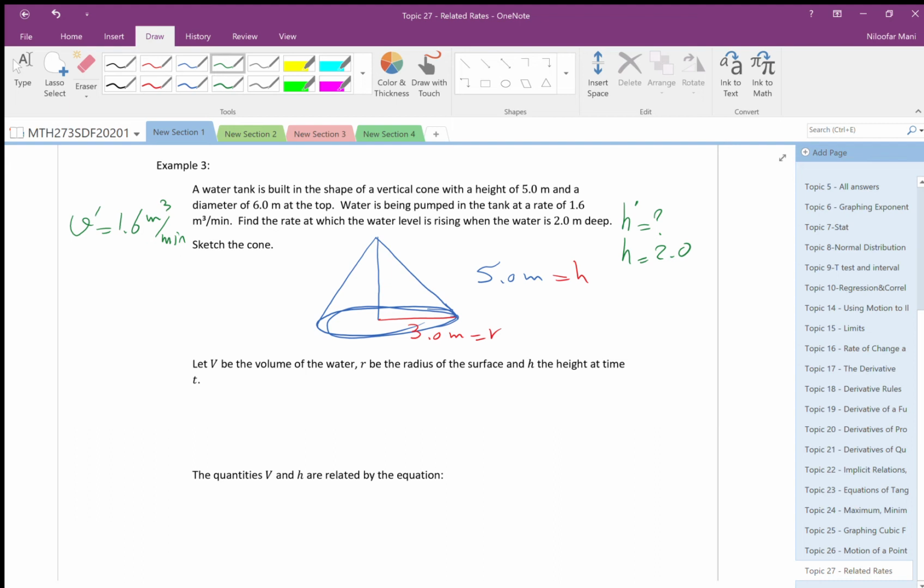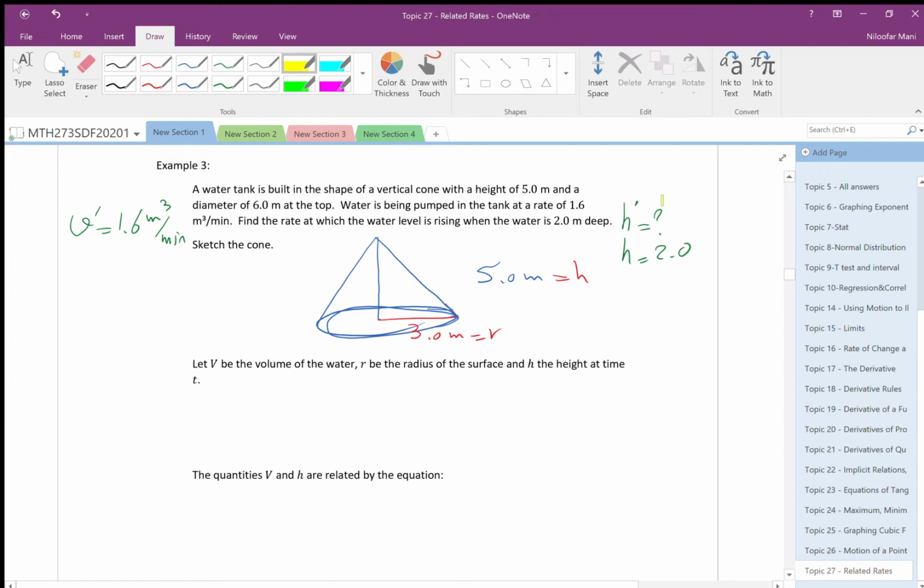I read the question. I know, okay, it's a vertical cone. I know what is height. I know what is radius. Water is being pumped, so that means volume is changing. And I want to know, while volume is changing, what's happening to the height? How height is increasing in this case. So I want to find H prime. So this is what I want to find. H prime.